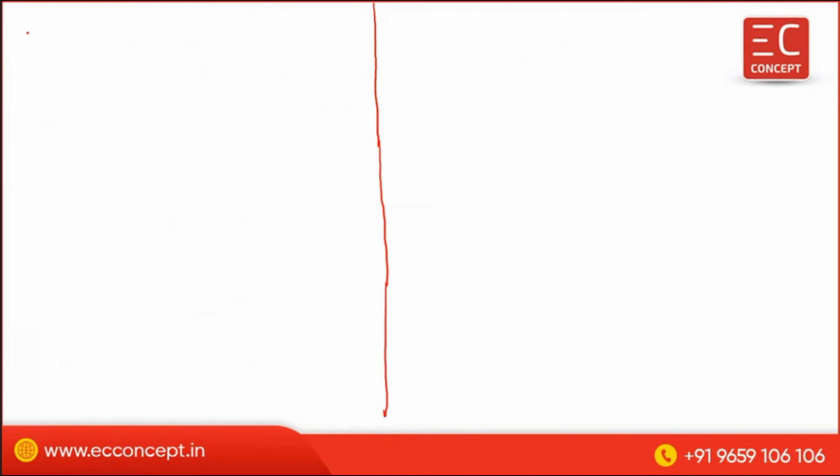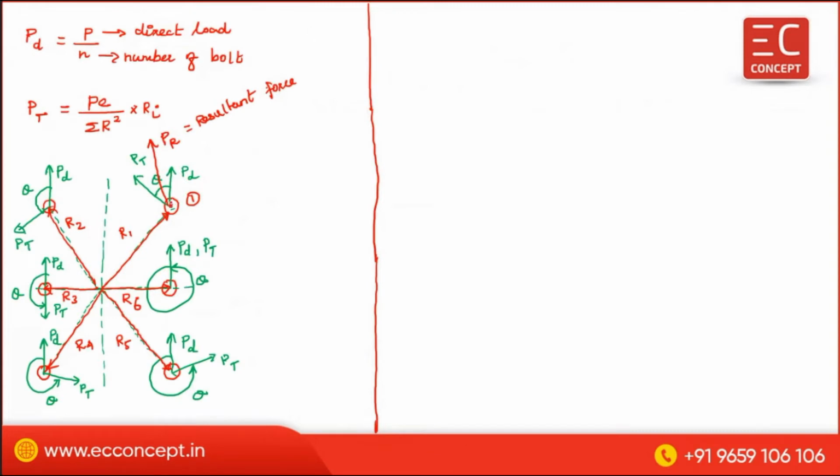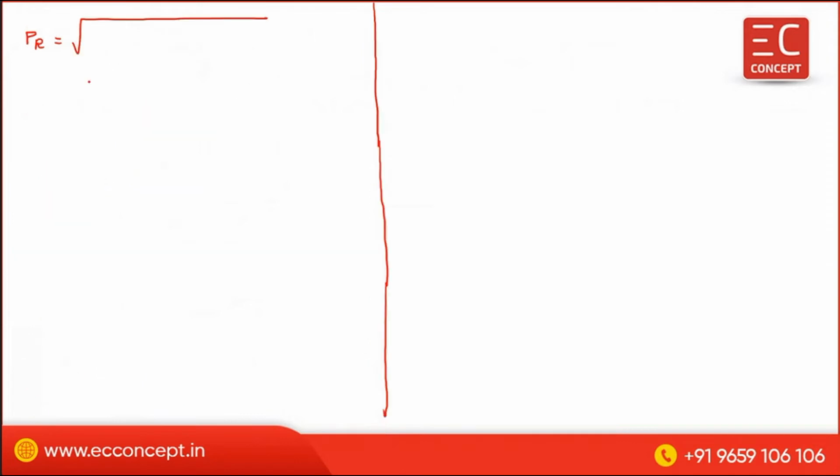General formula for PR: we know that if two concurrent forces are acting at a point, then the resultant of the two concurrent forces is calculated by using the parallelogram law. That resultant force is determined by this equation: PD square plus PT square, where PT is the shear stress due to twisting, plus 2 PD PT cos theta. So this is the resultant force.